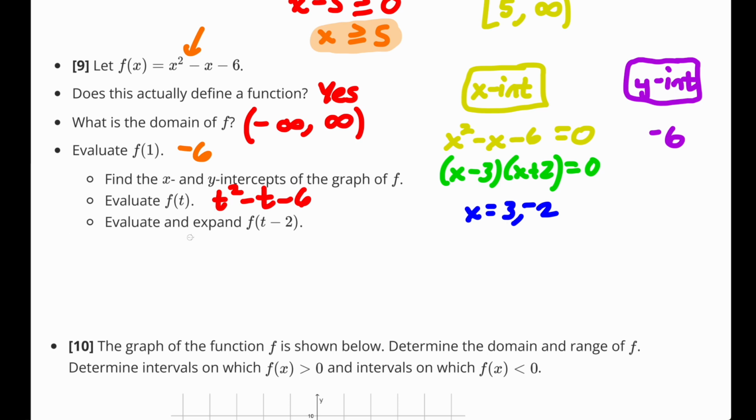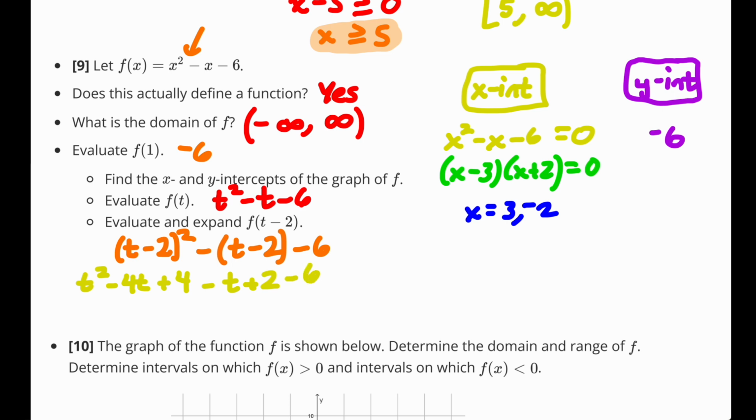It says evaluate and expand f of t minus 2. So f of t minus 2 is going to be (t minus 2) quantity squared minus (t minus 2), in parentheses, minus 6. Now it says to expand this. So we literally have to expand this out all the way. I'm going to do it kind of quick just to save some time. Something like that. Okay, combine like terms, t squared doesn't combine with anything. Negative 4t minus t is negative 5t. 4 plus 2 is 6 minus 6 is 0. So the final answer should be this thing right here, t squared minus 5t.